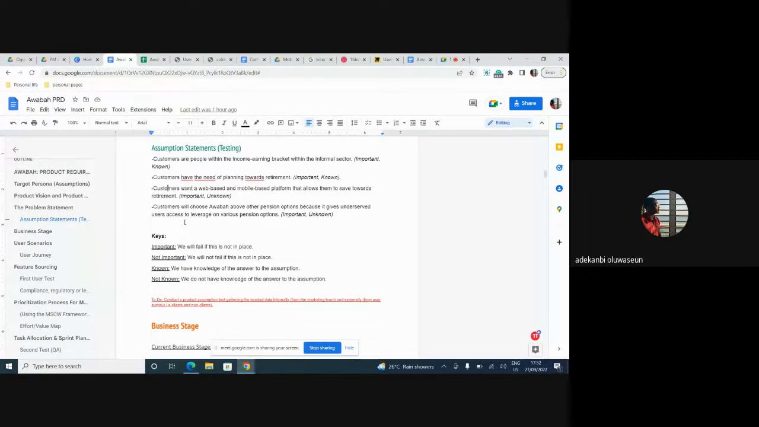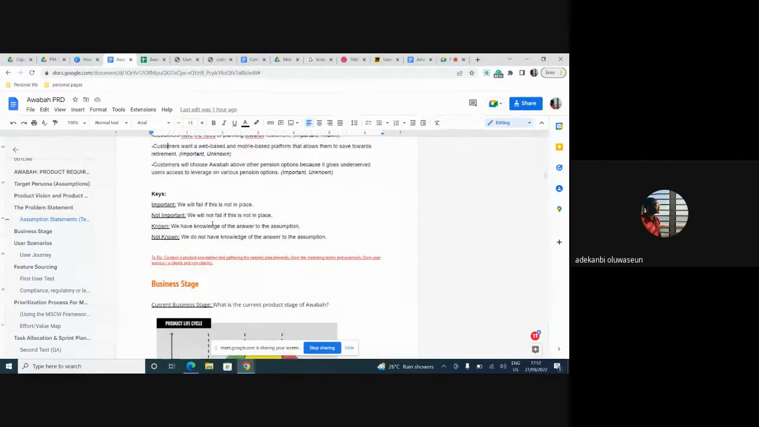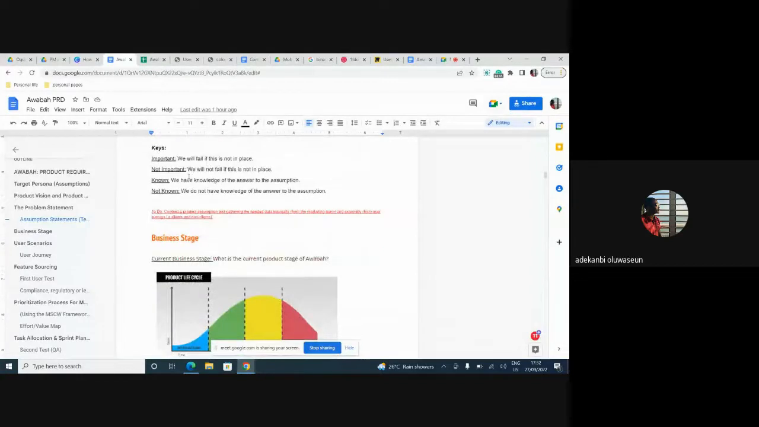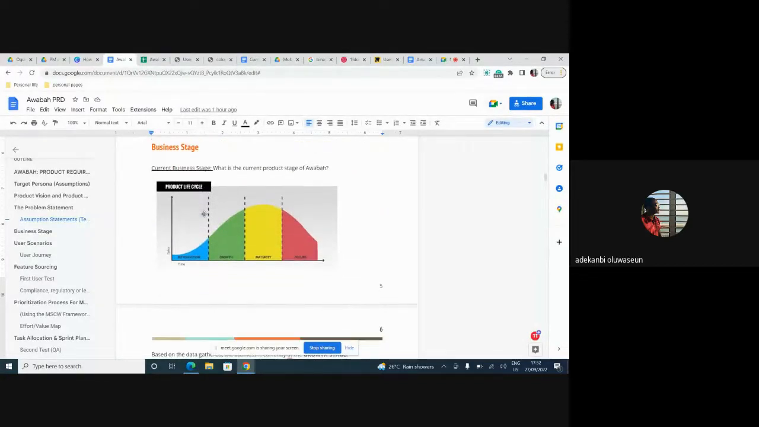But if it is not important, it might mean that even if I don't get the data for this, it does not determine the success or failure of the product, right? Then you have, is it known or unknown? Is it something you're familiar with or not? If you're not familiar with it, it means that you have to get more data. So that's what this legend actually talks about, right?